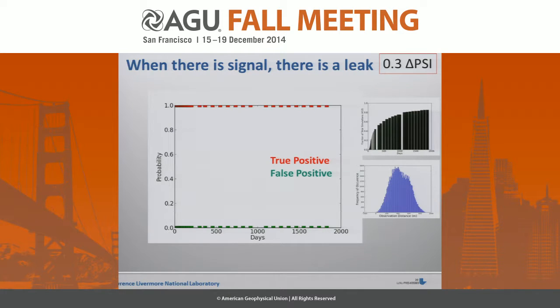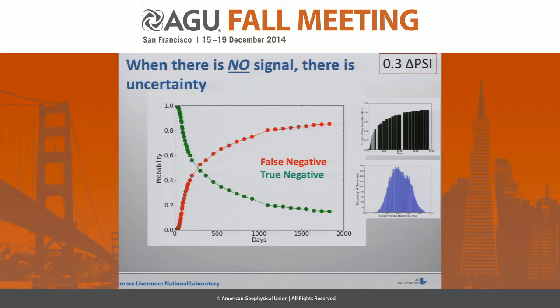And of course, this is a result of being a synthetic study. If you're actually in the field, there's definitely a possibility that you'll have some kind of interference or noise from nearby pumping that could possibly give you a false positive, where you see a signal and there's actually not a leak. However, if we look at the negative, so we're a non-detect, so we're not seeing a pressure change greater than 0.3 psi, there is uncertainty.